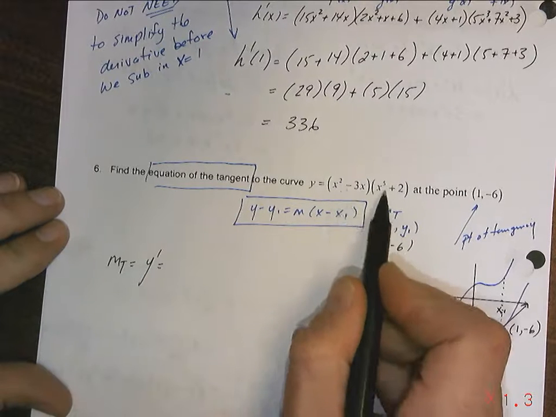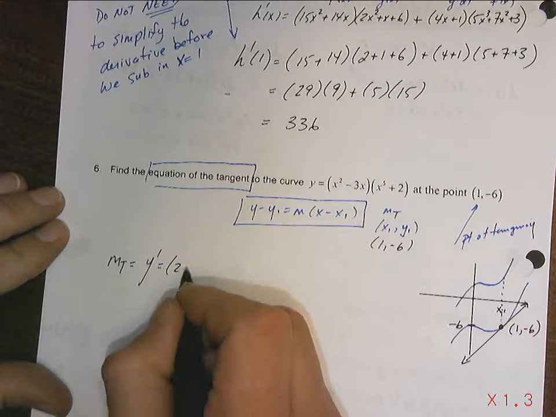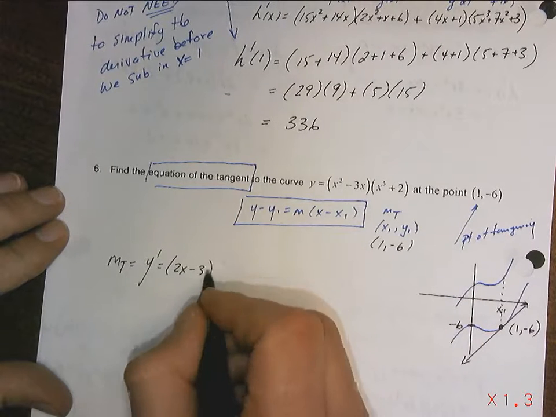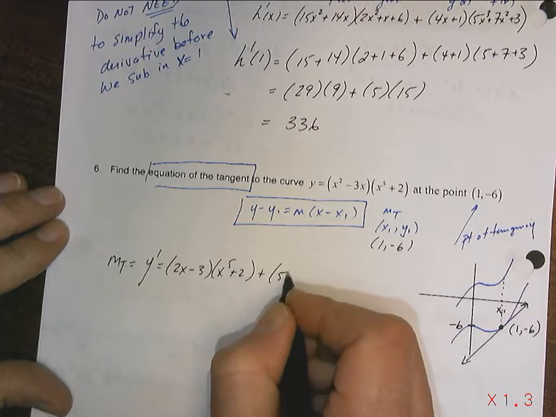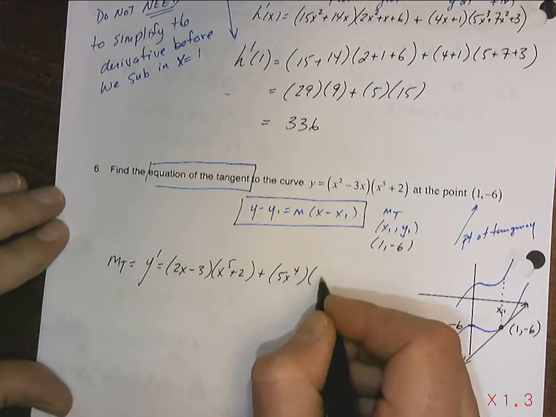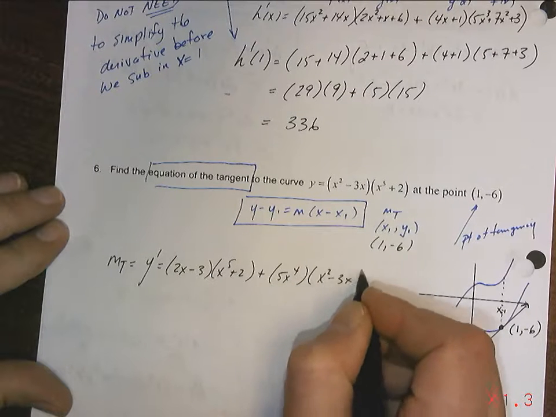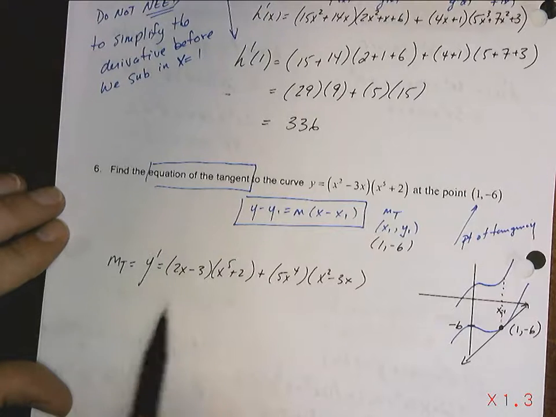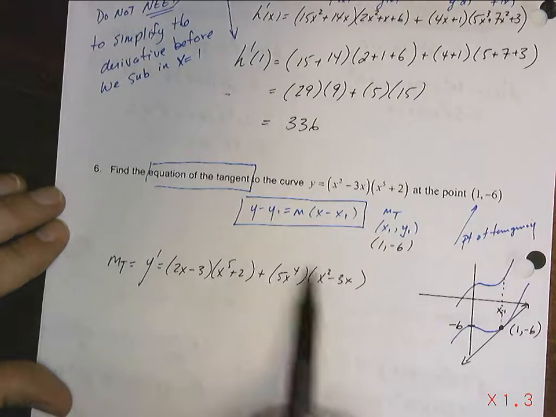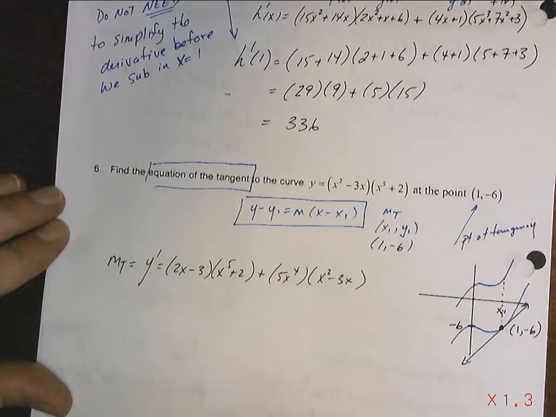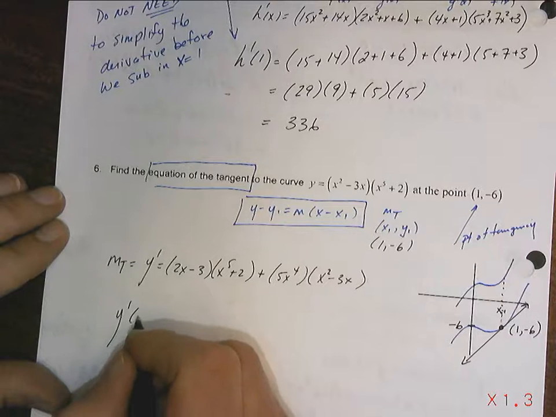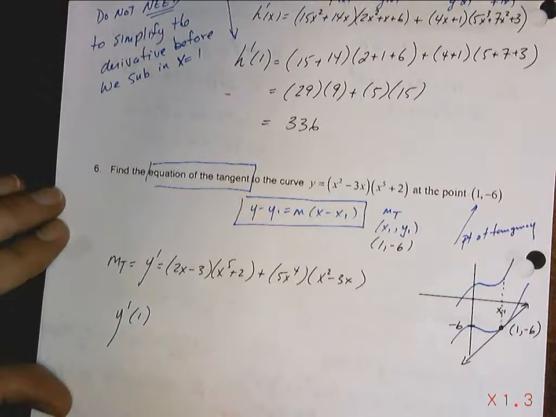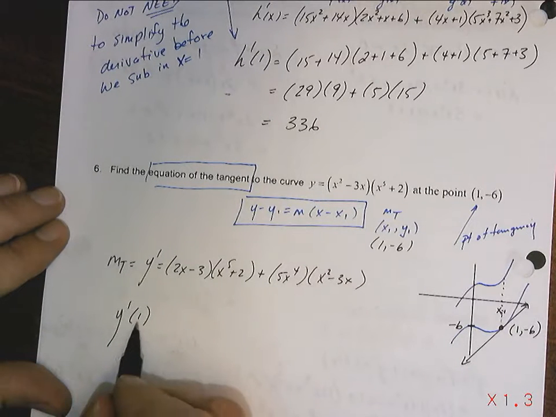This is a product. Derivative of the first times the second plus the derivative of the second times the first. But now, normally you would go and you would expand all this and you collect like terms, and that would give you an answer in general. But we don't want an answer in general. We want a specific answer. You want the slope of the tangent when x equals 1.